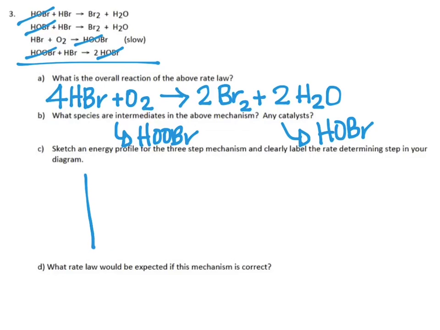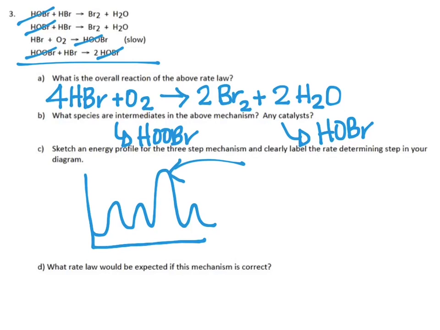Sketch an energy profile. So how many humps is this profile going to have? Four. Who's going to be the tallest hump? The third one. So, dun, dun, dun, dun. The rate determining step is the third one.